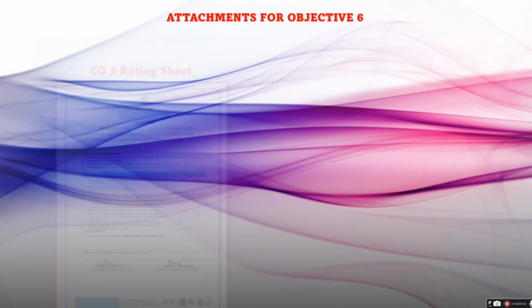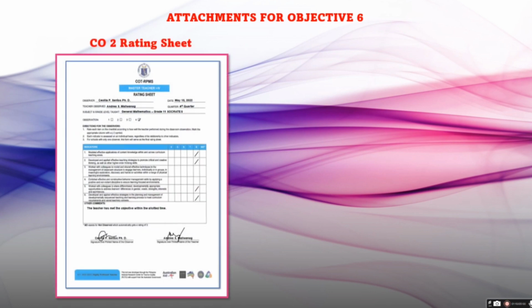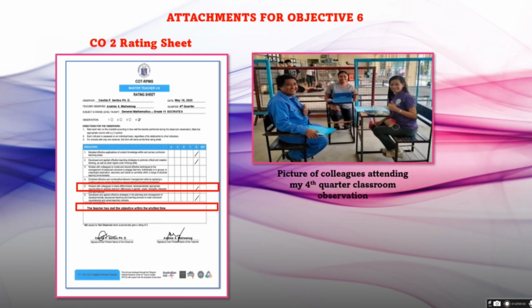With that, the attachment for our objective 6, this time is our classroom observation 2 rating sheet o yung ating fourth quarter classroom observation, highlighting objective indicator number 6, our score for that, and the note from our observer of whether or not we met the objective within the allotted time, and the pictures, proof of attendance ng ating colleagues. For this picture, ito po ay classroom observation ulit ng aming TVL Master Teacher, si Sir Ray Lacampuenga. Happy birthday nga po pala, sir. And of course, our senior high school coordinator, Ma'am Dr. Jenalyn Ceballo. And one of our new teachers at TVL, si Ma'am Christine Umali.